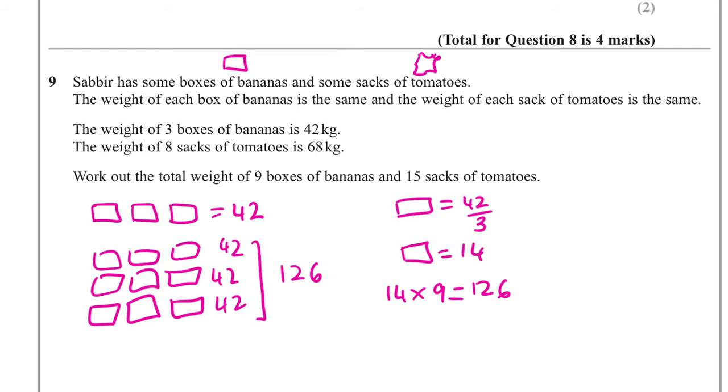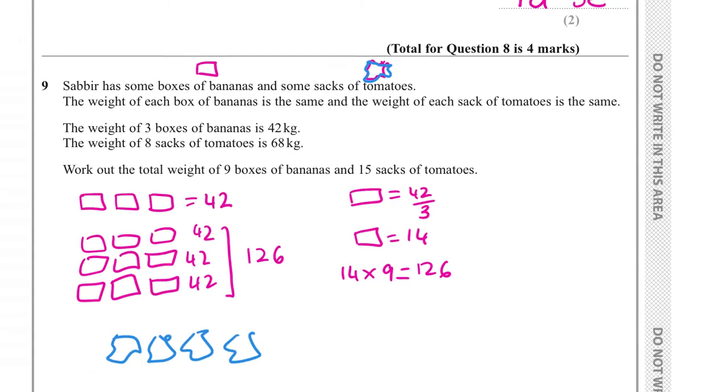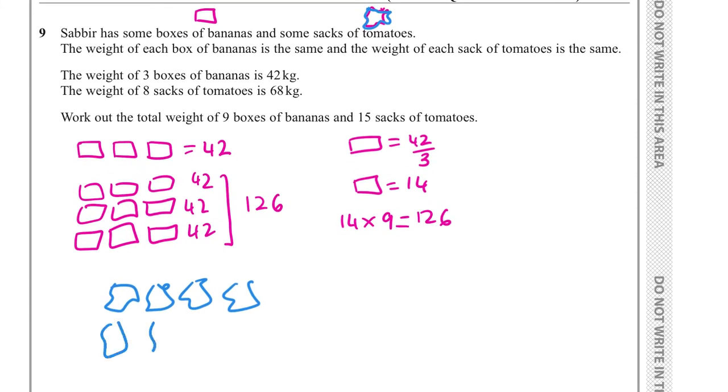Okay, I'm going to change to a different pen for my sacks of tomatoes, just so we don't get confused. How many sacks of tomatoes do I need to draw? 8. 1, 2, 3, 4, 5, 6, 7, 8. And how much does that equal? This equals 68. How many do I need to find? 15. So what could I do in this case?